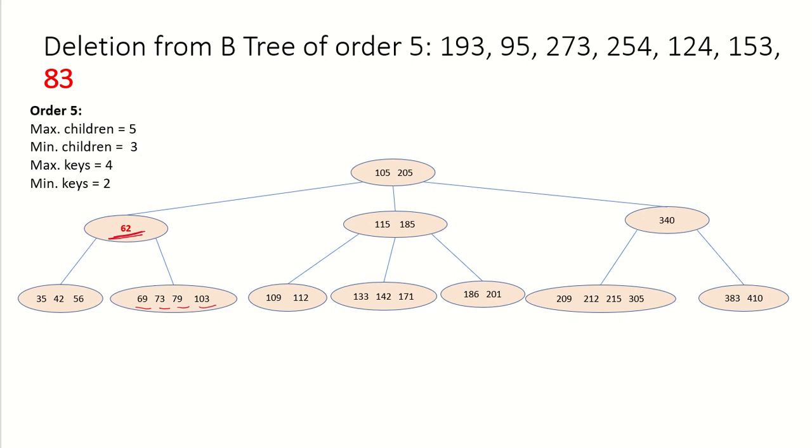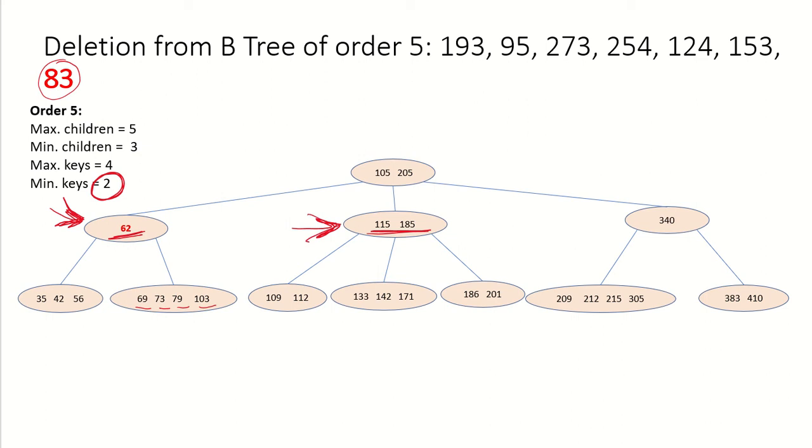Now this is not desirable. We cannot have one key only because the minimum number of keys is 2. So we are not yet done with this deletion of 83. Now we need to take care of this node as well. So what can it do? It can borrow a key from its sibling. So its sibling is this, which is also having 2 keys only. That means this sibling also cannot lend one key.